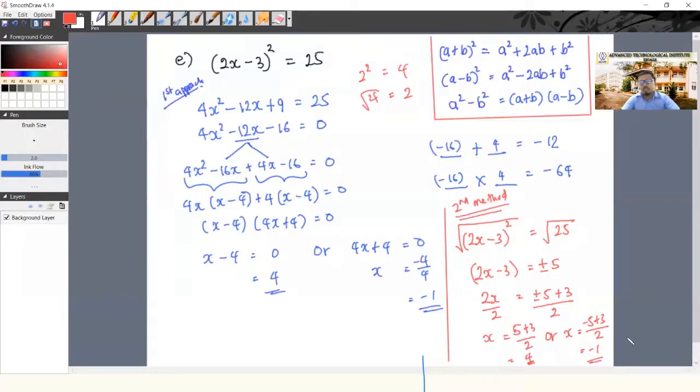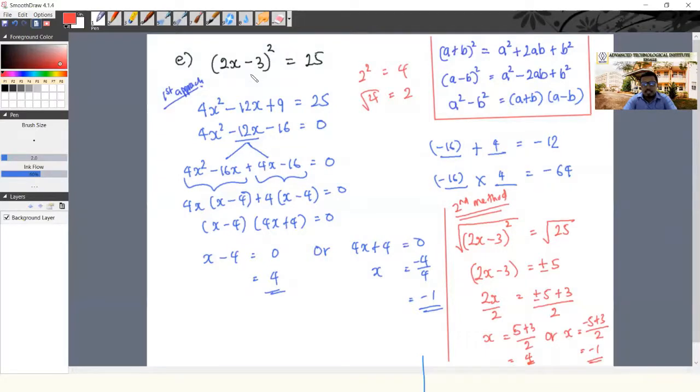Both these two approaches can be used. We can expand and find the answer this way, or since our whole expression is squared, we can simply apply the square root. To remove the square, the square root must be applied. Once we apply the square root, that square value will get eliminated. Then again we can find the value of the variable.